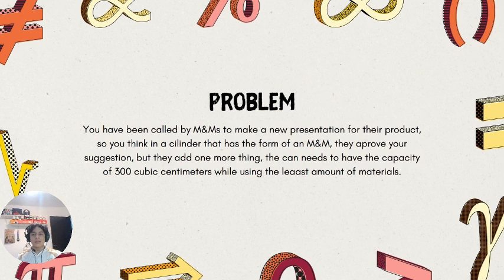Well, the problem is you have been called by M&M's to make a new presentation for their product. So you think of a cylinder that has the form of an M&M. They approve your suggestion, but they add one more thing. The can needs to have the capacity of 300 cubic centimeters while using the least amount of materials.